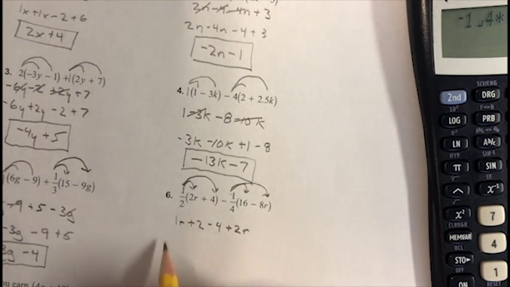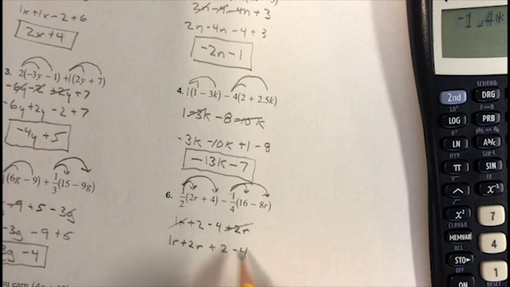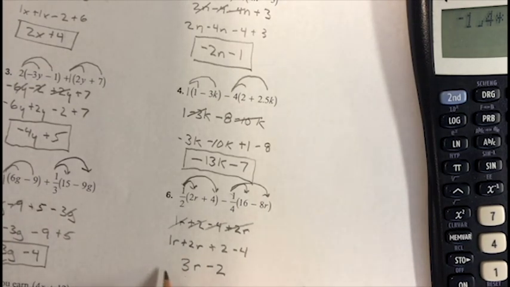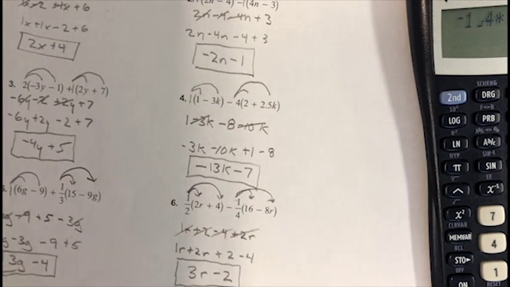Now that I've done that, let's put our terms together. 1r plus 2r, there are my like terms, I combine them. And then I have a plus 2 and a minus 4. Those are like terms, and I'm going to combine them. 1r plus 2r gives me 3r. 2 plus a negative 4 gives me negative 2. Don't believe me? Use your calculator. I have no like terms. There are no parentheses. I have simplified this expression.